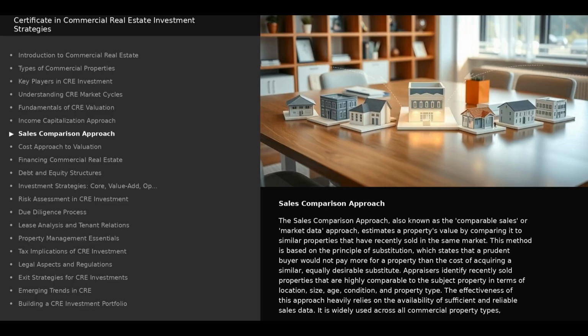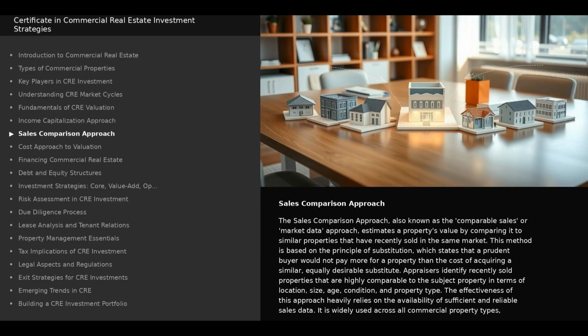Sales comparison approach. The sales comparison approach, also known as the comparable sales or market data approach, estimates a property's value by comparing it to similar properties that have recently sold in the same market. This method is based on the principle of substitution, which states that a prudent buyer would not pay more for a property than the cost of acquiring a similar, equally desirable substitute.